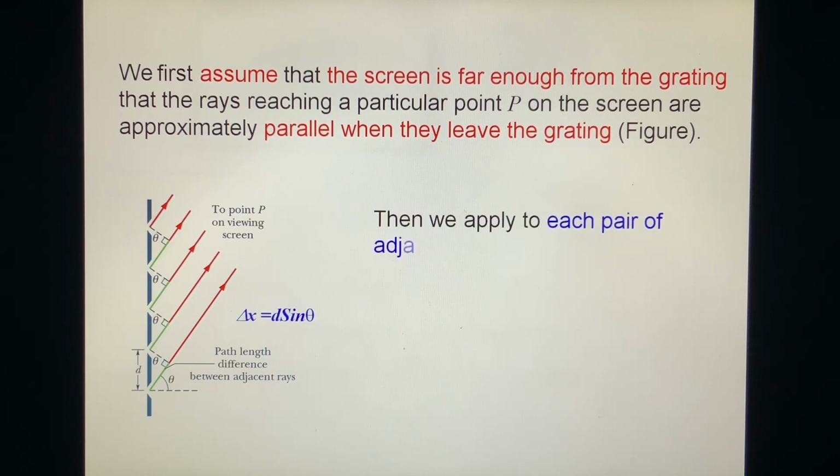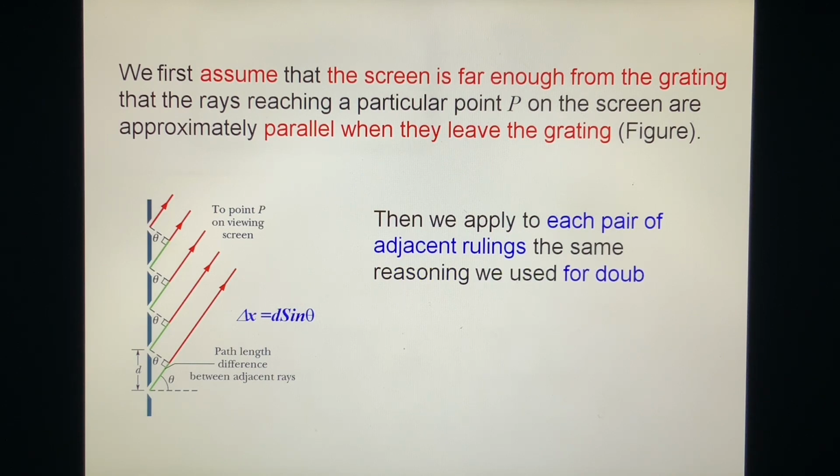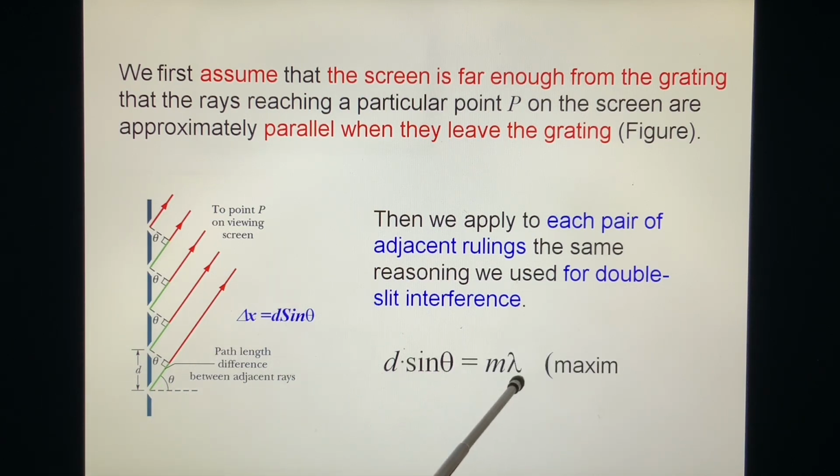Then we apply to each pair of adjacent rulings the same reasoning we used for double slit interference. Maxima satisfy d sine theta equal to m lambda. m can be 0, 1, 2, 3, 4. m equal to 0 is the central maximum. Then on both sides you have m equal to 1, 2, 3, 4, by symmetry.